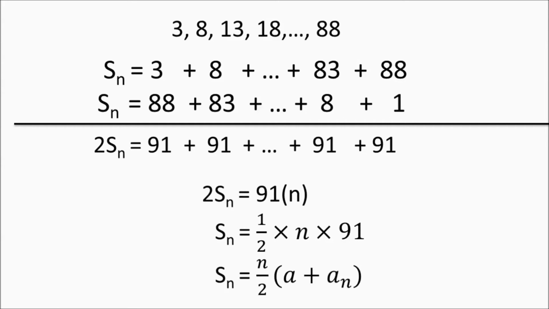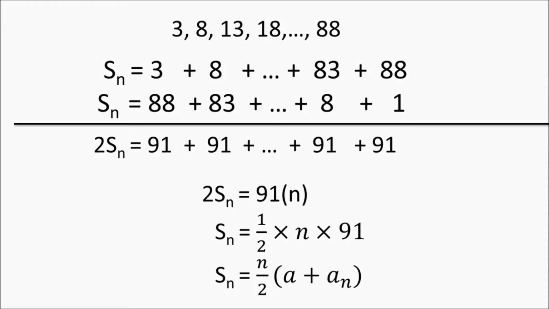which can also be written as n by 2 times a plus an, because 91 is the sum of the first and the last term, which is also the sum of the second and second last term, third and third last term, which will always be the same for any given arithmetic progression. Hence, the sum of n terms of an arithmetic progression is n by 2 times a plus an.